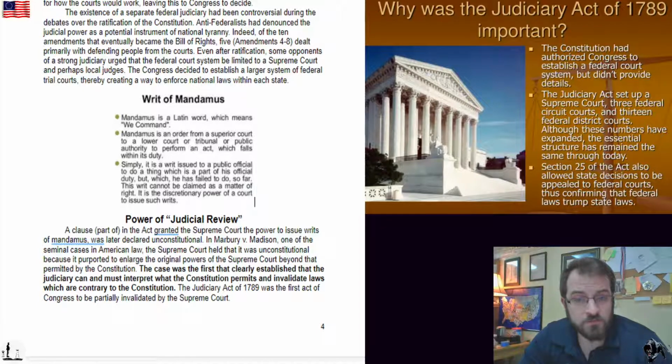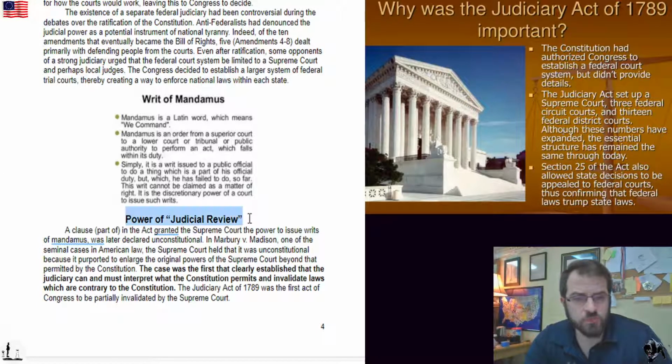Simply put, a writ of mandamus is a writ, a piece of paper issued to a public official to do a thing which is part of his official duty, but which he has failed to do so far. This writ cannot be claimed as a matter of right. It is the discretionary power of a court to issue such writs.